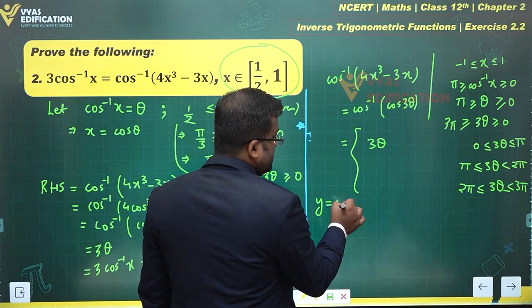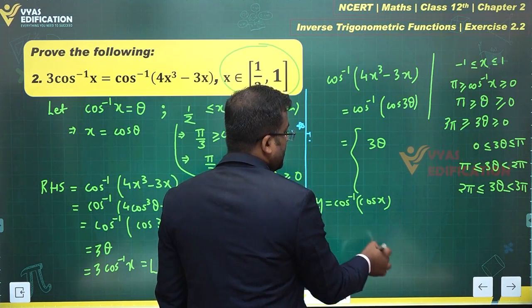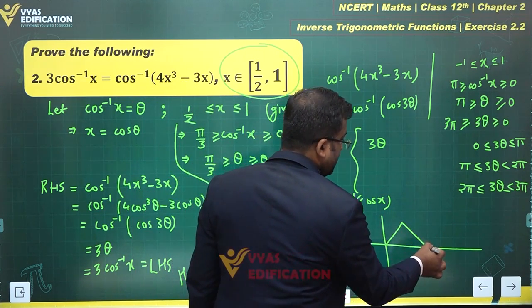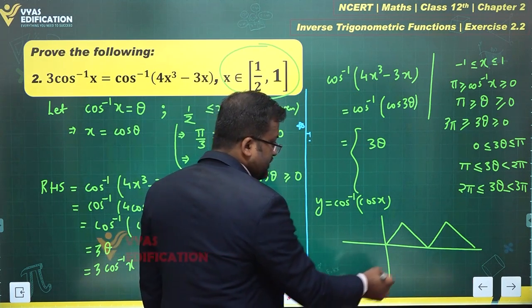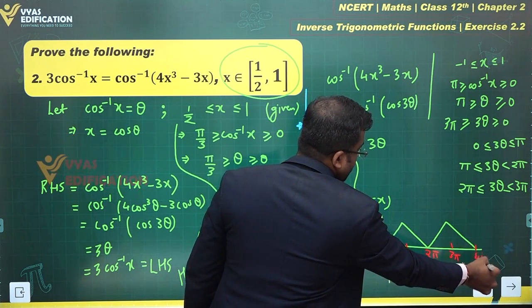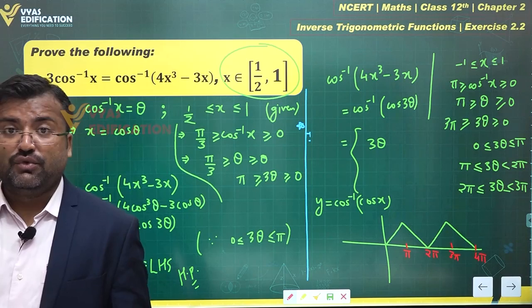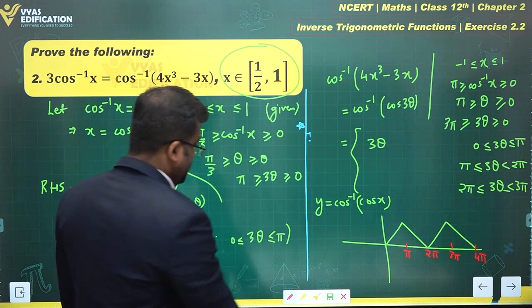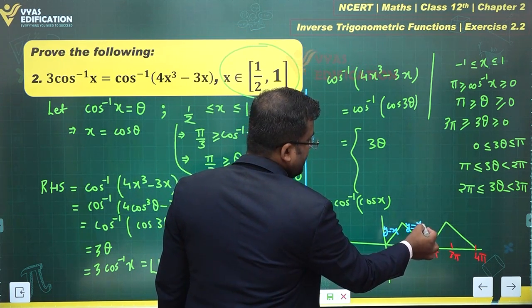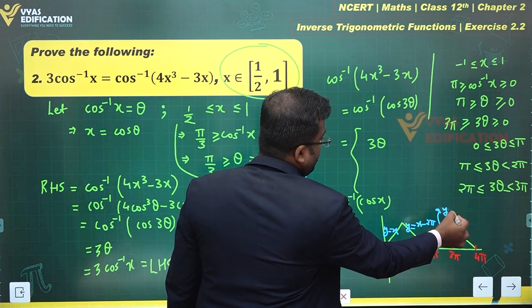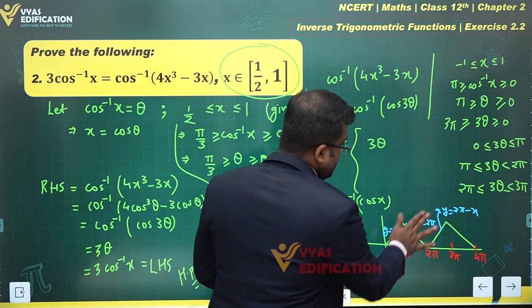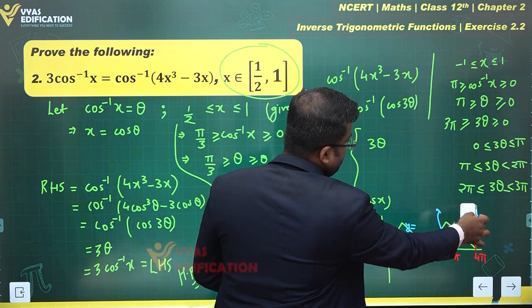Let's try to draw the graph of cos inverse cos x. The graph of cos inverse cos x looks like this. What are the points over here? This point is pi, this point is 2 pi, 3 pi, 4 pi. These are the various definitions. This definition is y is equal to x. This is y is equal to x minus 2 pi. This is y is equal to 2 pi minus x. Sorry, just a minute. Let's interchange this as 2 pi minus x, and this is x minus 2 pi.